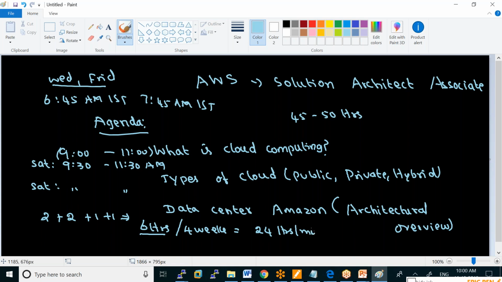In total, we can complete the 45 to 50 hours. So 24 into 2 months, which is equal to 48 hours of session in total. Within those 2 months, our course will be completed. So this is the overall view.